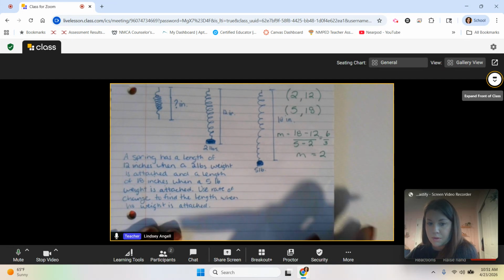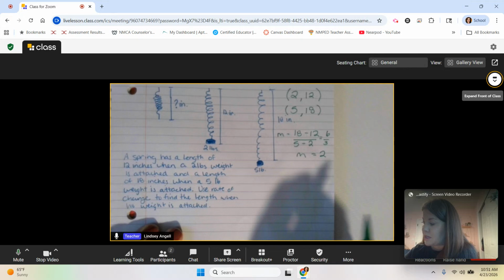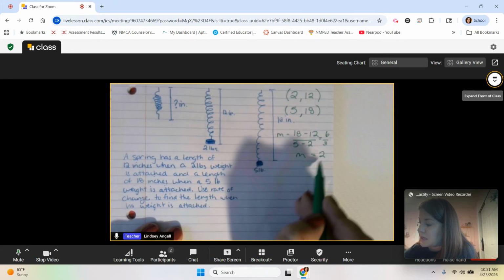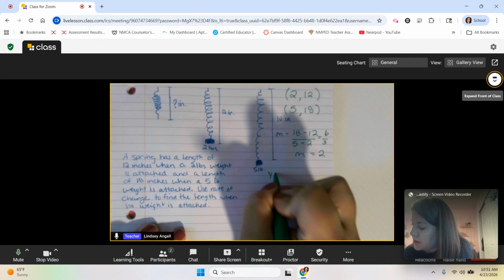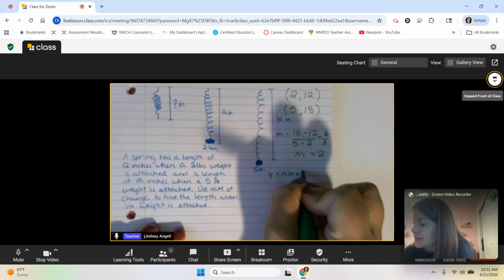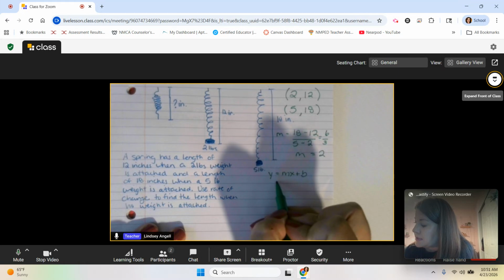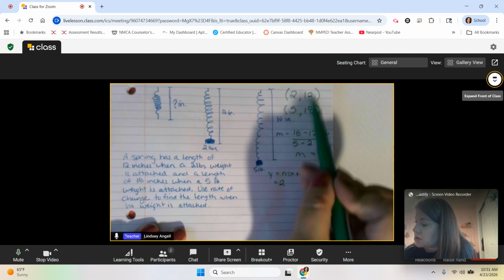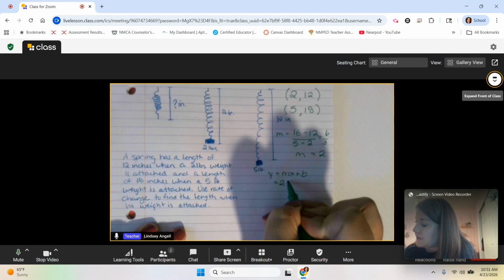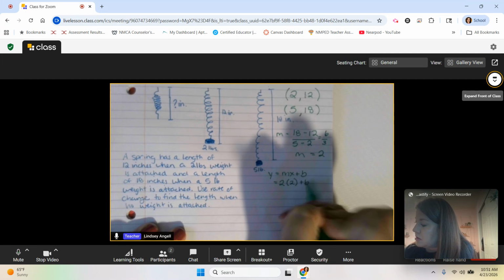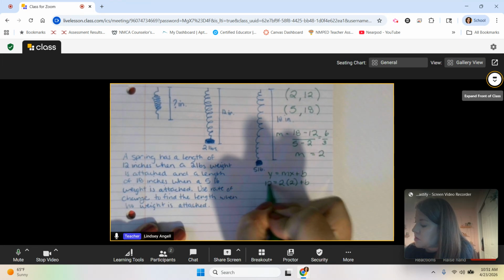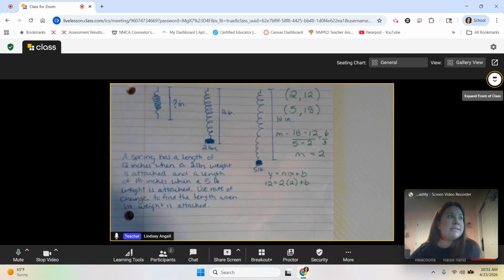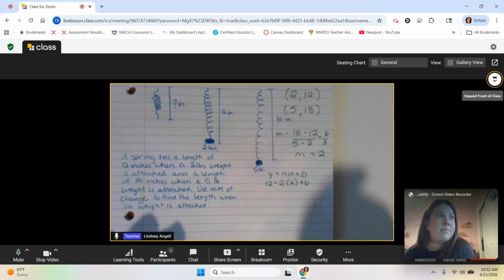That's our slope. And now using that information, we can choose one of these points and our slope and plug them into the y-intercept form. We've already practiced this. So 2 is my slope. I'm just going to choose this first one here. My x value is 2. My y value is 12. And then we will go ahead and solve from there.